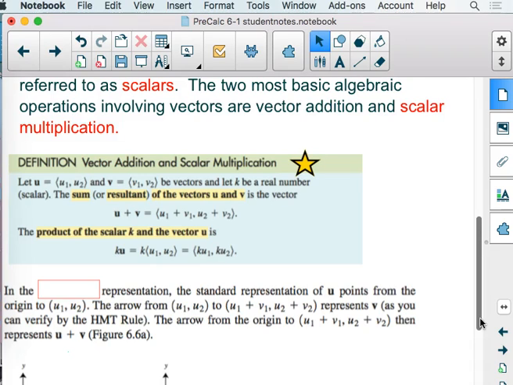Let u be the component form u sub 1, u sub 2, and v be the component form v sub 1, v sub 2. And those are vectors. And let k be a real number. The sum or resultant of those two vectors is whatever you get when you add them together, u's with u's and v's with v's. But for the product of k and a vector, all you do is multiply by k. You only have two numbers, so we'll multiply two numbers by k.